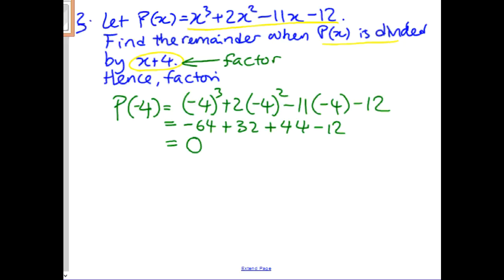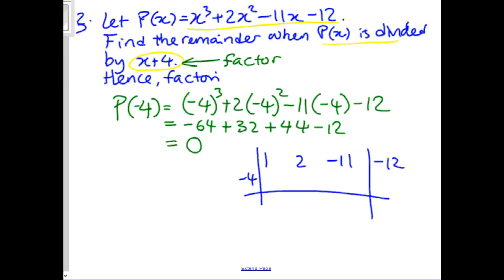Now I'm going to use synthetic division. That means write out the coefficients of my polynomial: 1, 2, -11, -12, like that. And I have a -4 here. 1 goes down. So -4, add this together is -2. -2 times -4 is 8. Add this together is -3. -3 times -4 is 12. Add this together is 0, as expected.